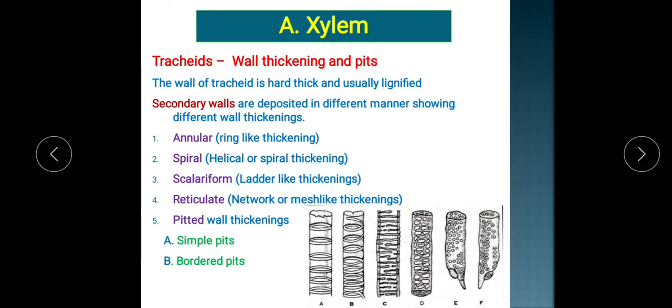These pitted wall thickenings can be of two types: simple pits, where there is only the unthickened area, the absence of secondary wall. That is called a simple pit. While in bordered pits, the secondary wall arches from both the sides to form a dome-shaped structure, which is a collar-like structure.